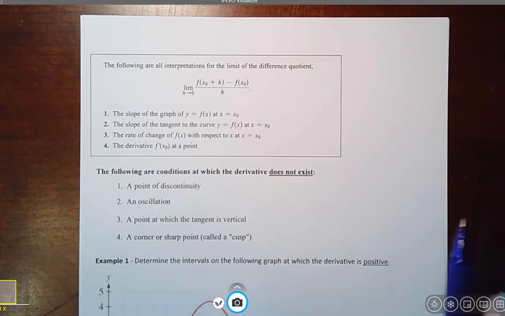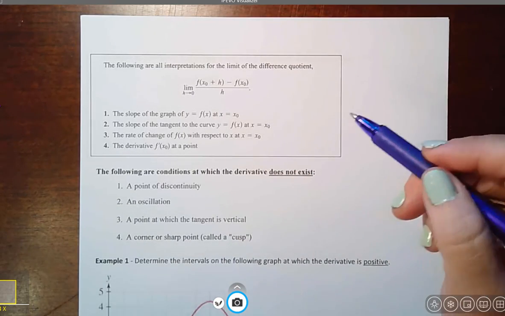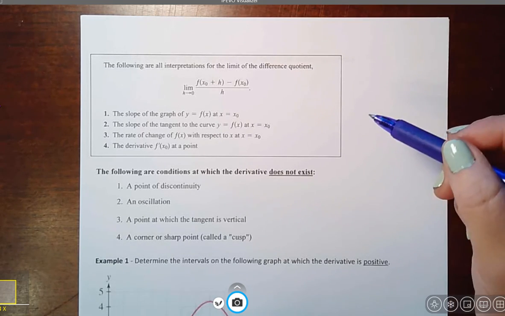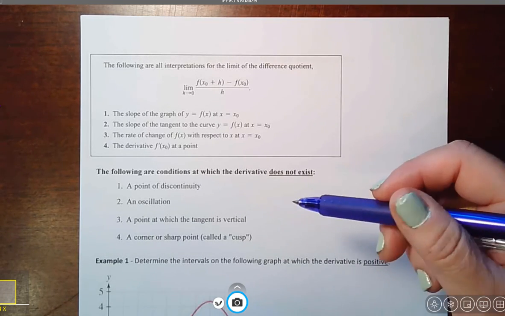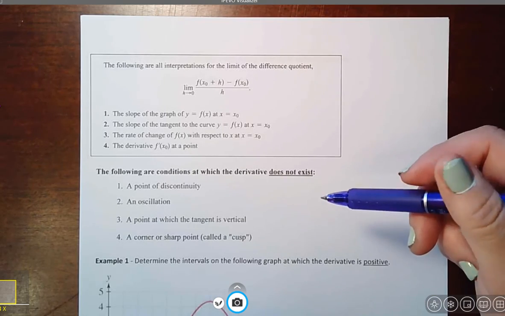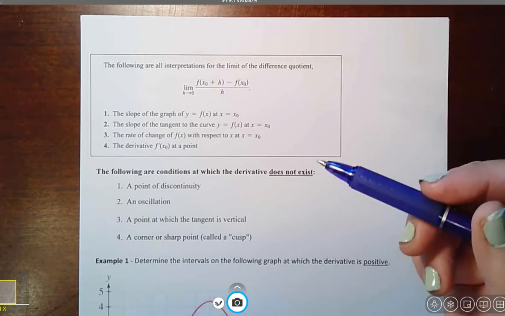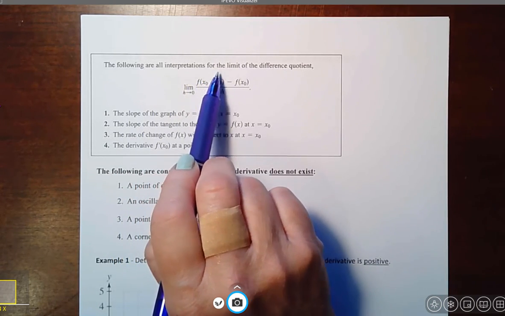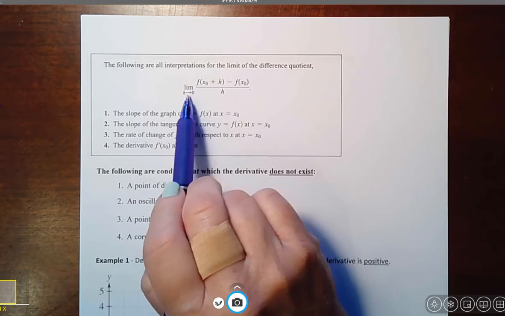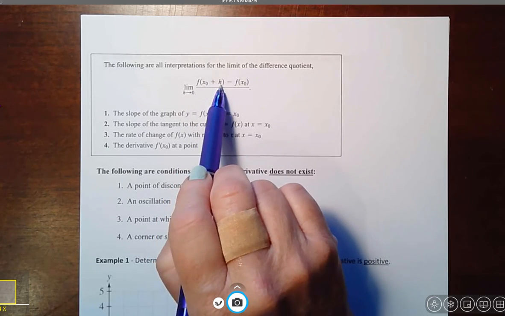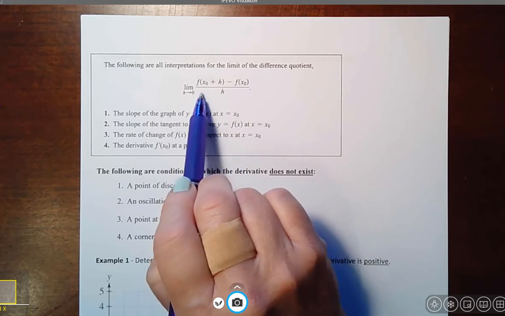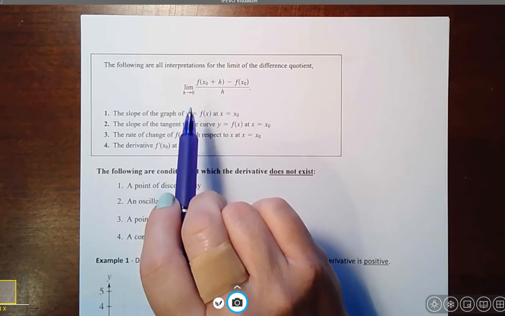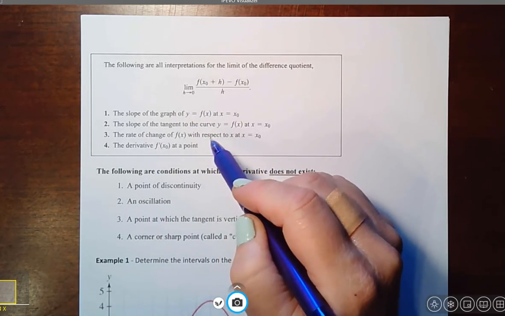Now, what is a derivative? First of all, it's called a derivative because it is derived from the original function. So you have your function, and then f prime is derived from it, and that's why it's called a derivative. But what does it represent? Well, the following are all interpretations for the limit of the difference quotient, f of x plus h minus f of x all over h as h approaches 0. This is the primary one that I will use, although you may be asked to use both, or you may be given the option to use whichever one you prefer.